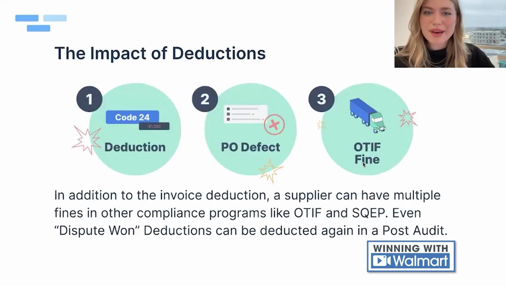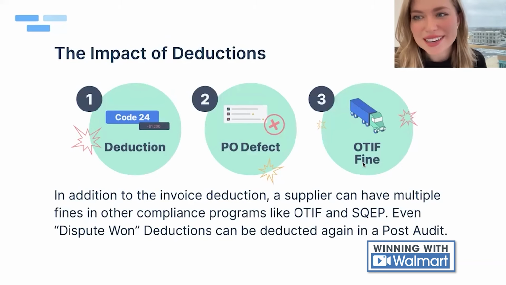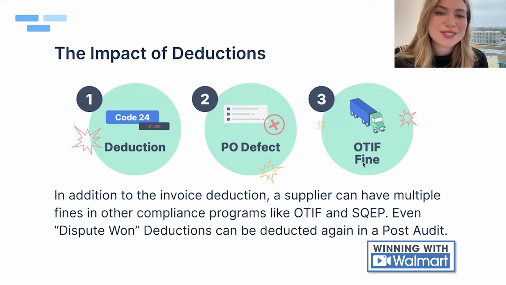Awesome. So what is the impact of deductions? I kind of alluded to this a little bit earlier when I was talking about compliance fines and AP deductions, but unfortunately, whenever something goes wrong, either on your behalf or on the supplier end or on the Walmart end, it usually can result in multiple fines being issued to you as the supplier, even if it's not your fault.